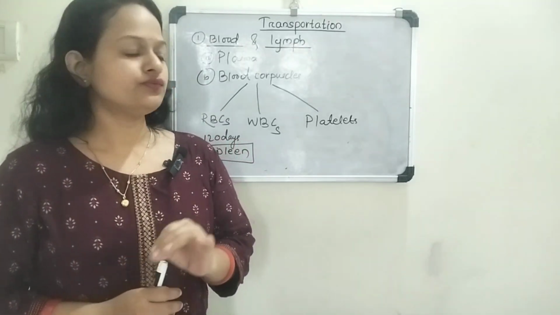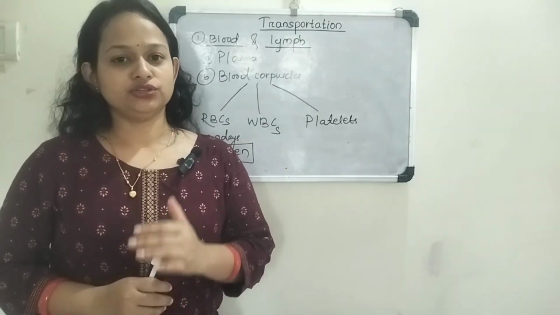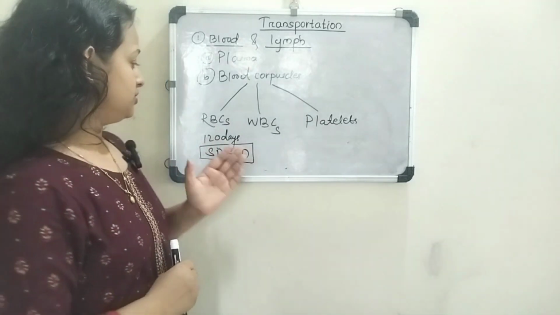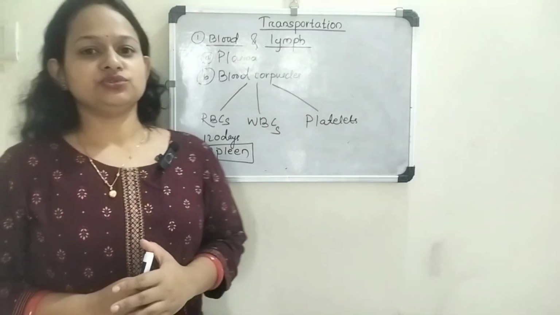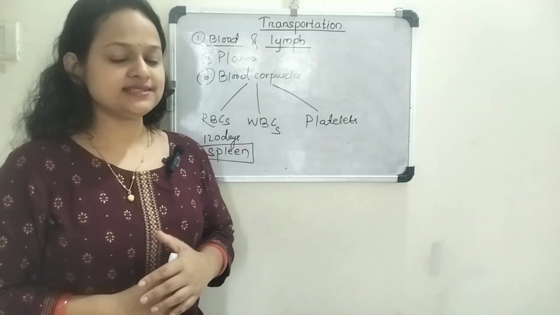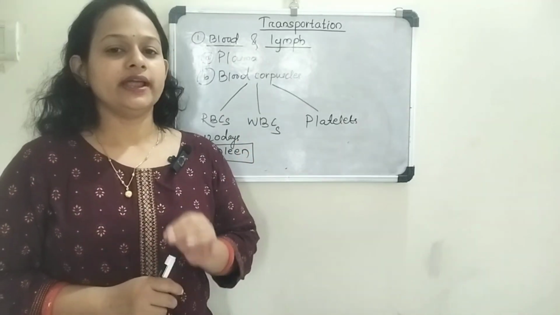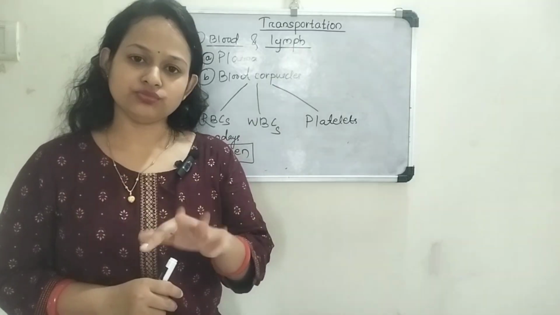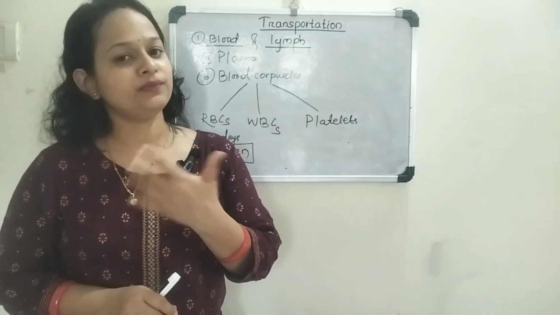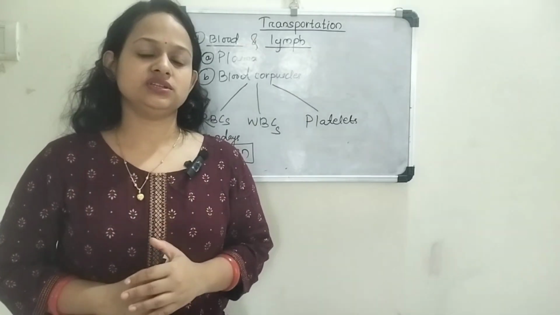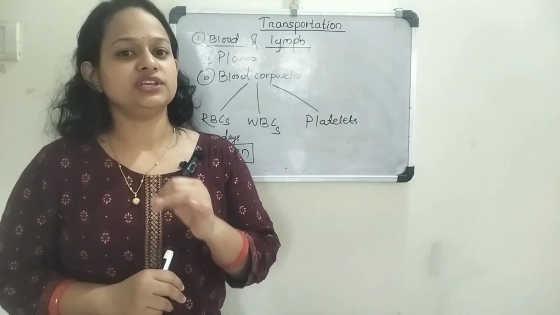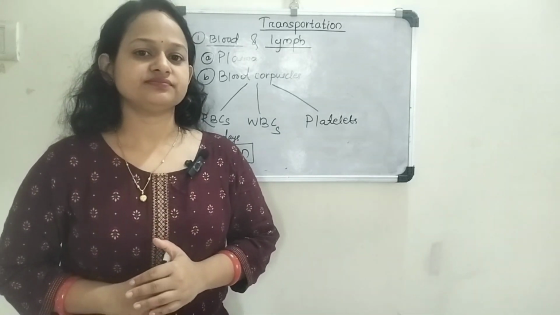And these are also found in the bone marrow. The process of formation of RBCs is known as erythropoiesis. The process of formation of WBCs is known as leukopoiesis, and they are formed inside the bone marrow. Their lifespan is about 12 hours to many days, and their function is to give protection against different types of infections and diseases.